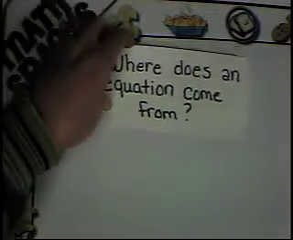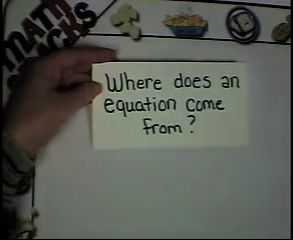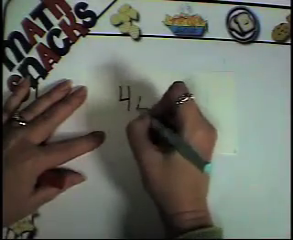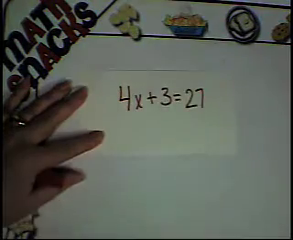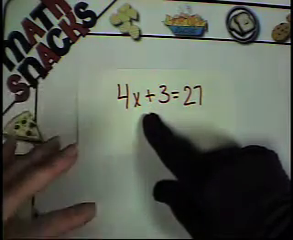What do you mean by that, Miss Lovely? Where does an equation come from? It comes from the back of the book. No. Sure, I know them all. I've seen them all the time. Look, you see things like 4x plus 3 equals 27. Right, you're right. That would be a great example. I see that in my textbook all the time. That's a great example of an equation.